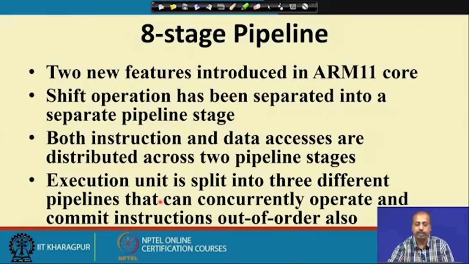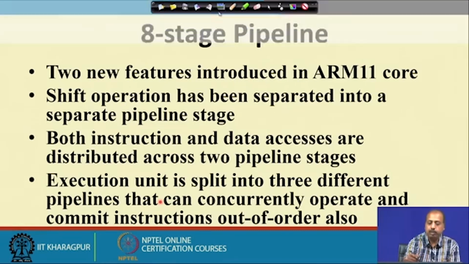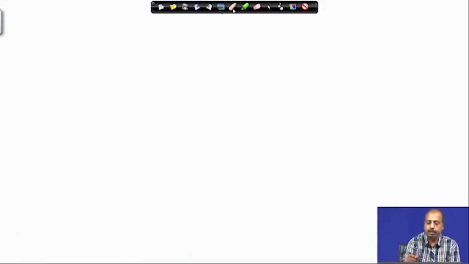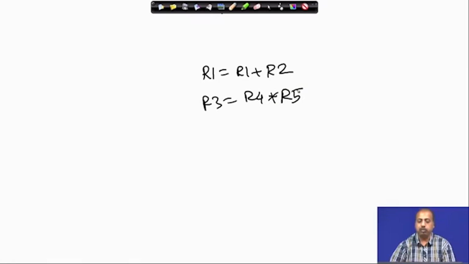So, what do we mean by that? Let us try to understand. Suppose we have a situation like this, that we have an instruction like, say, R1 equal to R1 plus R2 and another instruction R3 equal to R4 multiplied by R5. Now, if you look into these two instructions, this instruction does not affect the execution of the other. So, these instructions are independent of each other.